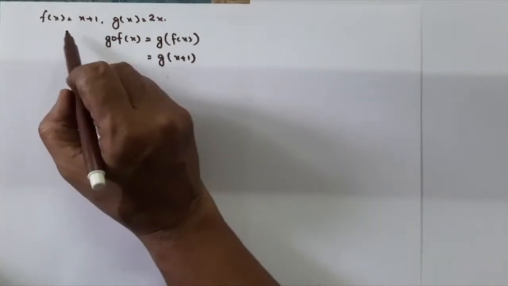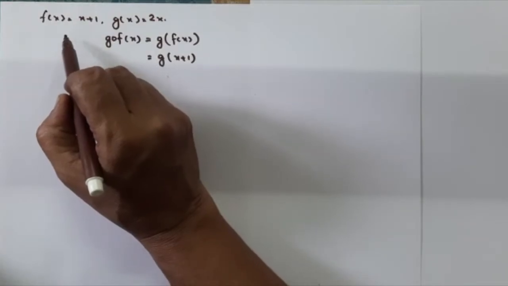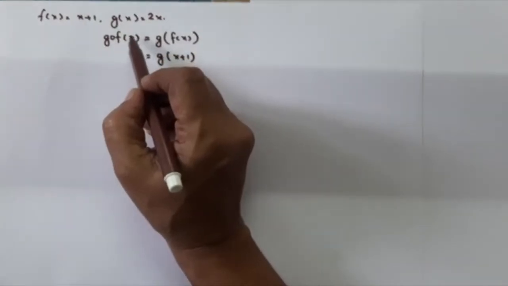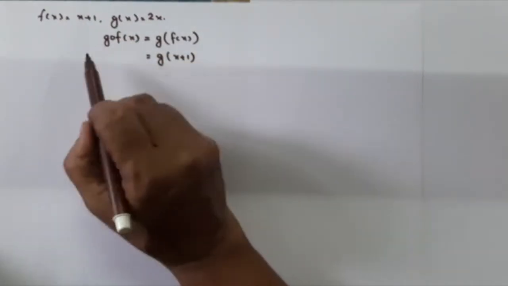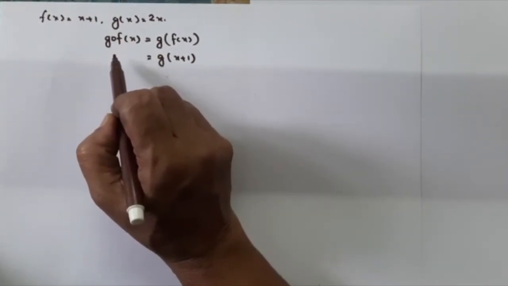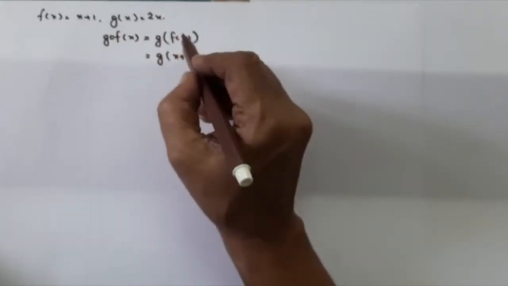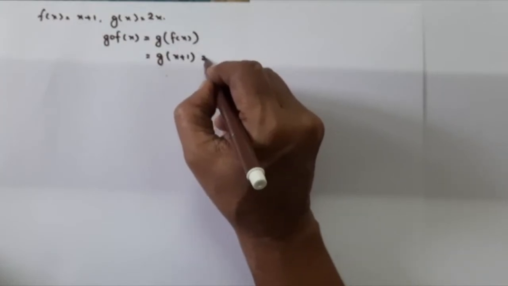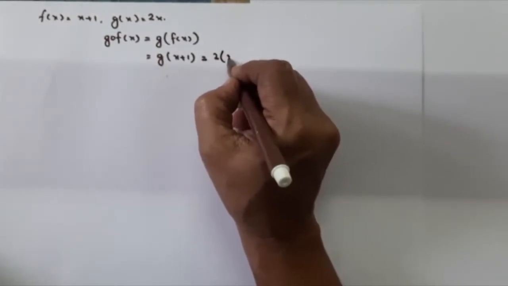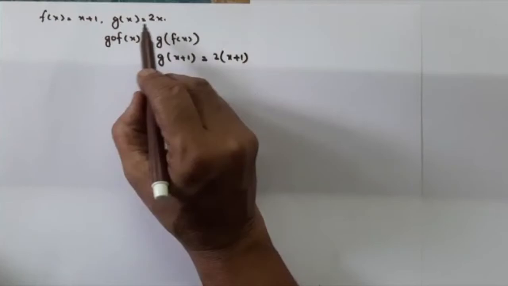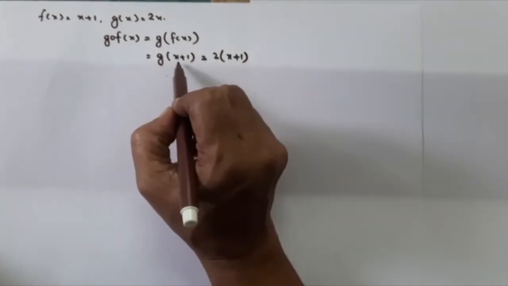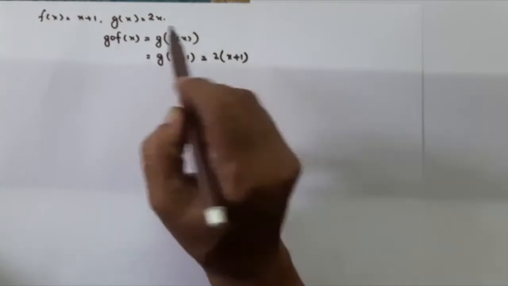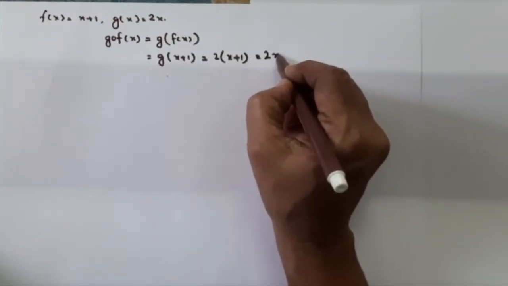What about the range of small f? Range of f of x is the set of real numbers and the domain of g is also the set of real numbers. Therefore, g dot f of x is meaningful. And how can it be? G dot f of x equal to g of f of x equal to g of x plus 1 equal to 2 into x plus 1. That means g of x equal to 2x. Therefore, g of x plus 1. How will you get it? In the place of x, you have to write x plus 1. 2 into x plus 1 equal to 2x plus 2.